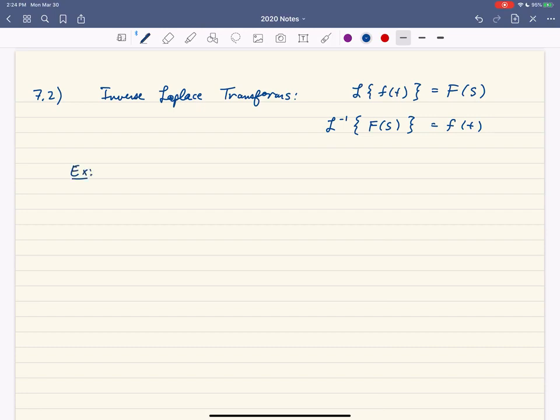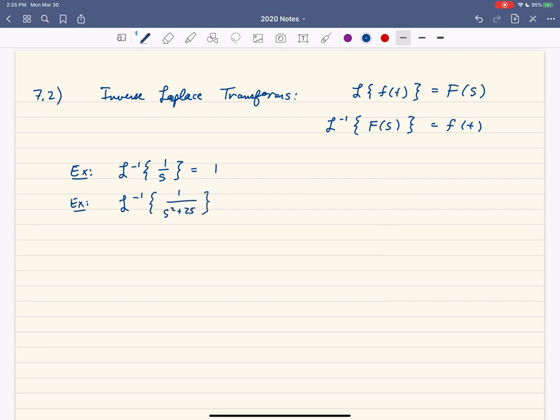So, for example, if we take the inverse Laplace transform of 1 over s, what we have to think about is what's the function that we would have had to take the Laplace transform of to get 1 over s? And it turns out that that would just be 1. Okay, so it's a straightforward function that's on our list. What about the inverse Laplace transform of, say, 1 over s squared plus 25? This is a little bit trickier.